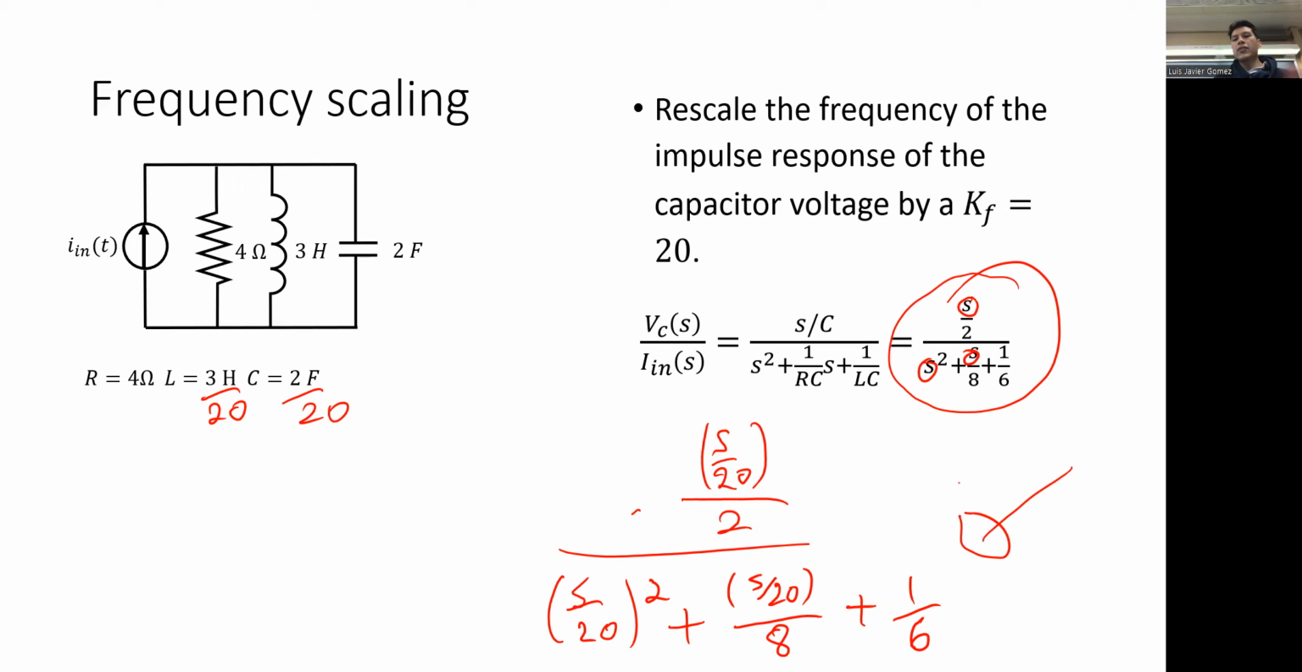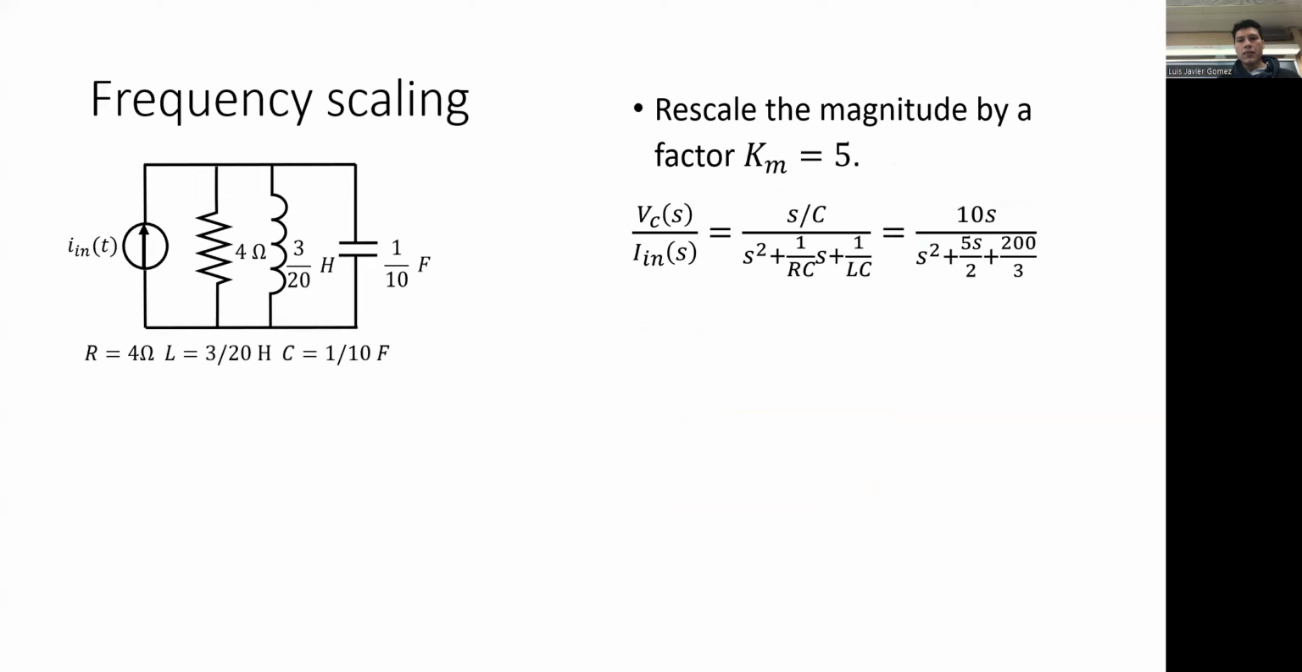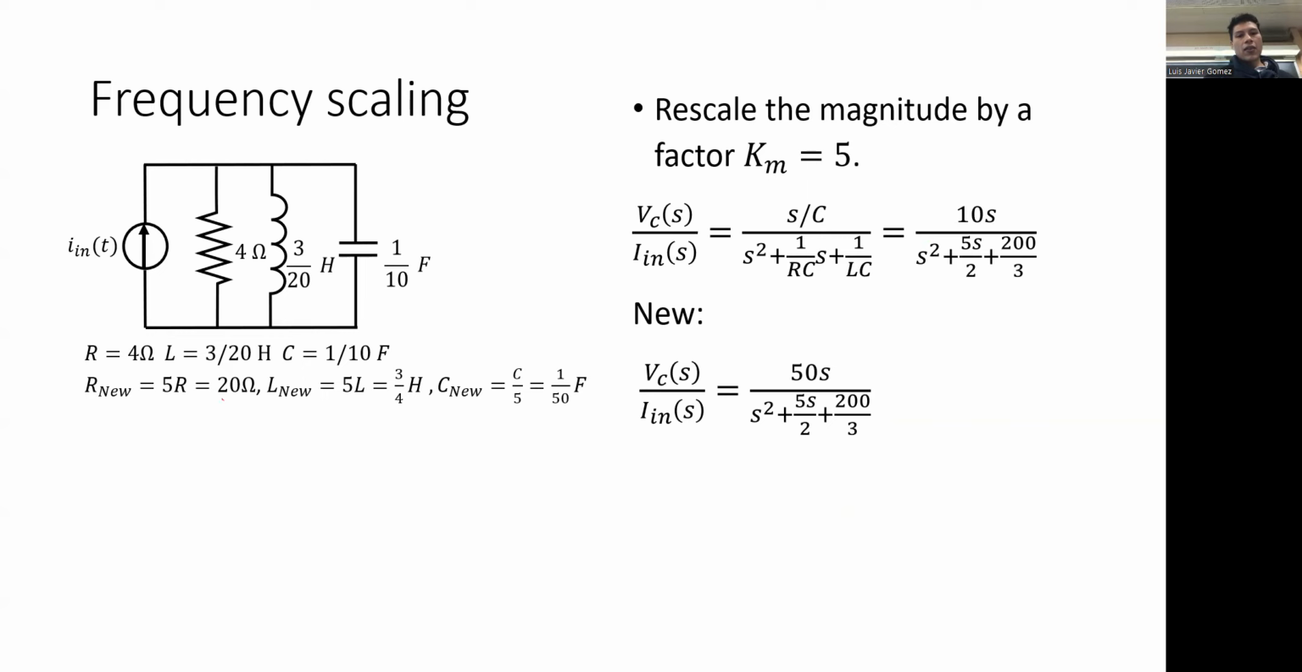Okay, so next. KM, magnitude scale by 5. To magnitude scale by 5, you just multiply this by 5, multiply this by 5, divide this by 5, and then you're done. So you have 5R, which is 20, 5L, which is 3/4, and C over 5, which is 1 over 50.